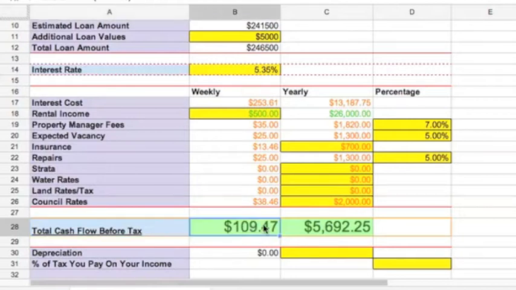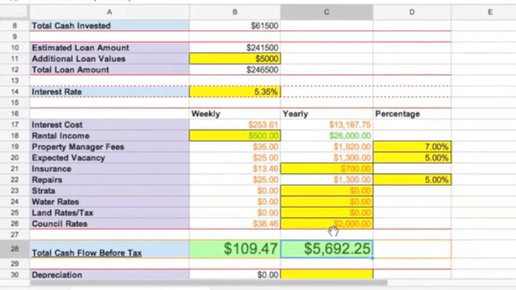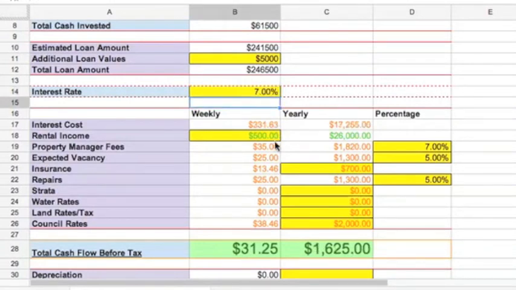So we can see that with this property, we'll be generating $109.47 per week in positive cash flow, or just over 5.5 grand per year. Now, I'll just tweak this to show you. Say that was a 7% interest rate. We can see here that the cash flow has gone down significantly. So low interest rates at the moment means cash flow is a lot better for investors.